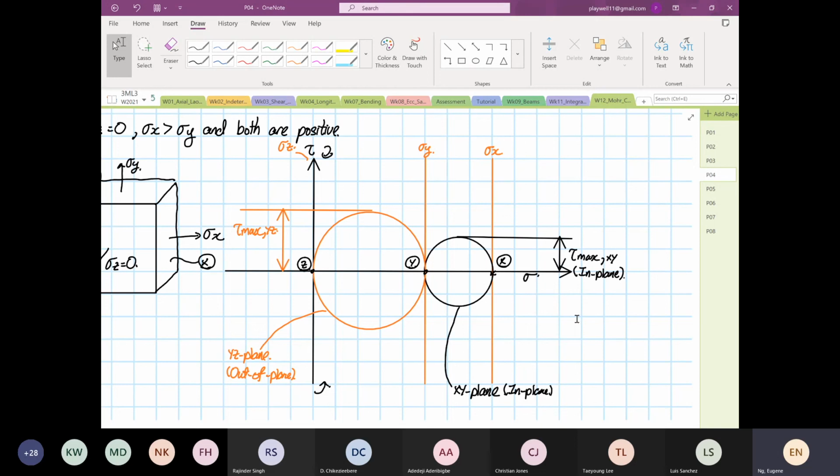So if you were to just do 2D Mohr circle, and if your material is sensitive to shear, you're done. You're game over, man. Your structure will fail in shear. Okay. But we have one more circle to draw.